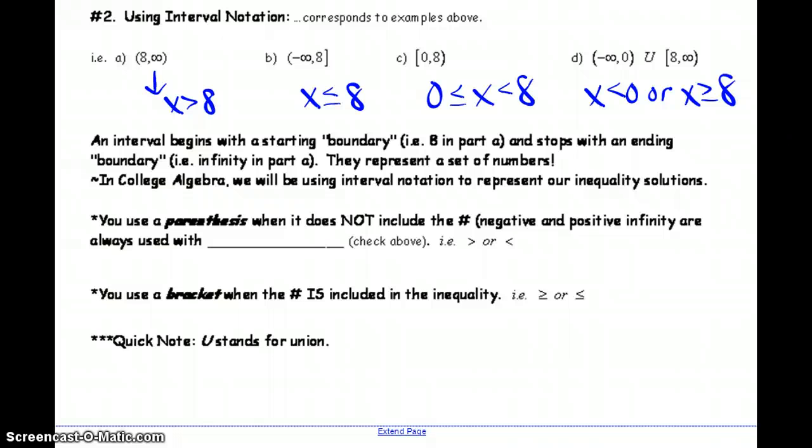You use a parenthesis when it does not include the number. Negative and positive infinity are always used with parentheses. You use a bracket when the number is included in the inequality, for example, greater than or equal to or less than or equal to. Quick note, remember, U stands for union. We use this with the or statement.